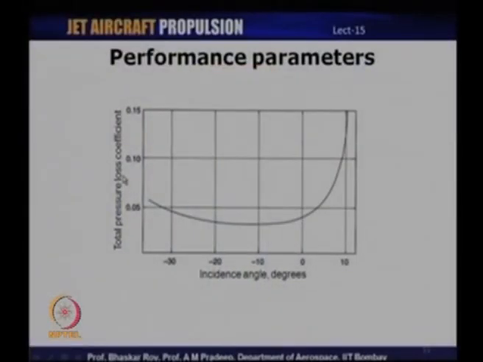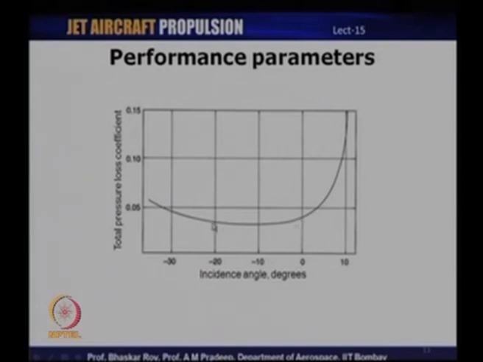So, let me show you one typical such characteristic, total pressure loss coefficient versus the incidence angle. This is for one particular cascade geometry. It will be different for different cascades. What is shown here is incidence angle, both negative as well as positive, and total pressure loss coefficient on the y axis.